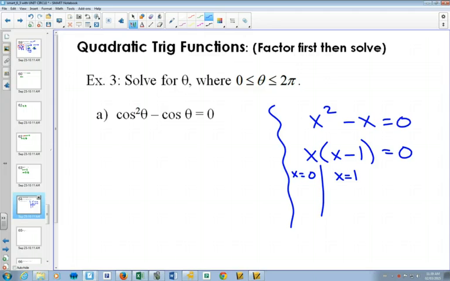We're going to do the same thing now, just with trig functions. Can you see that there's a cos in common? So we factor out a cos theta, leaving us with cos theta minus 1, and that's still equal to 0.